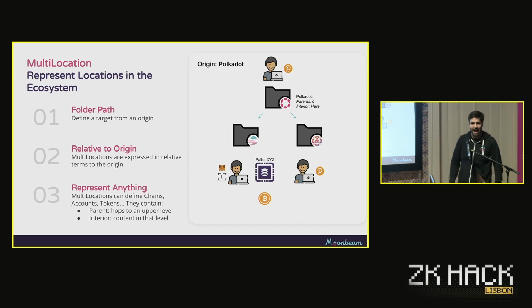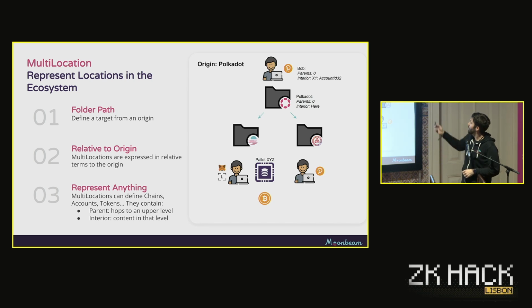And like I said, you can represent everything with two simple things. Parents, which I like to see as hops to an upper level, like an upper folder, like a parent folder. That's probably why it's called parent. And then interior, which is a way that you can represent what is on that current level, okay? So let's go through some examples. Let's say you're in Polkadot and you want to target an account. You want to target Polkadot itself. This is how you would represent Polkadot: parents 0, because you're still on the same level, and then the interior here. That's a type of interior. There are many types of interiors. They're predefined, basically, okay?